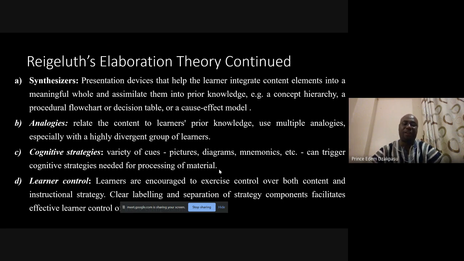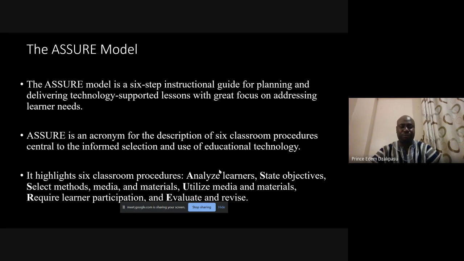for processing of material. Then finally, the theory talks about learner control. Learners are supposed to be encouraged to exercise control over both the content and the instructional strategy. There should be a clear labeling and separation of strategy components that will facilitate effective learner control over content that they're supposed to be mastering.